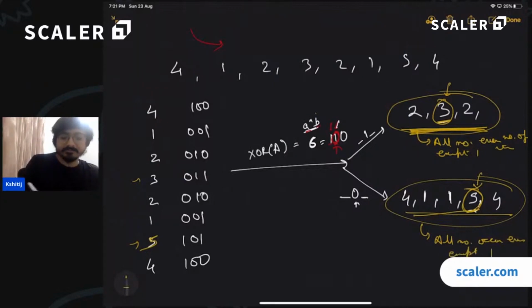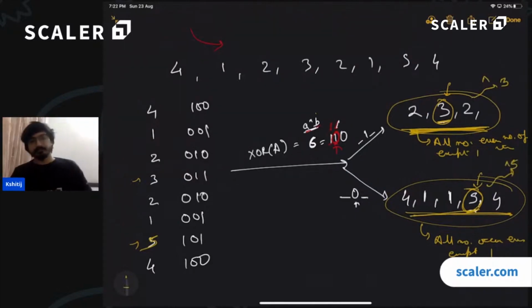In this part also all the numbers occur an even number of times except one. Okay, so what we have to do, take the XOR of all these numbers, take the XOR of all these numbers. What will be the XOR of all these numbers? The XOR of all these numbers will give you 3. The XOR of all these numbers is going to give you 5. Is this whole thing clear to everyone?